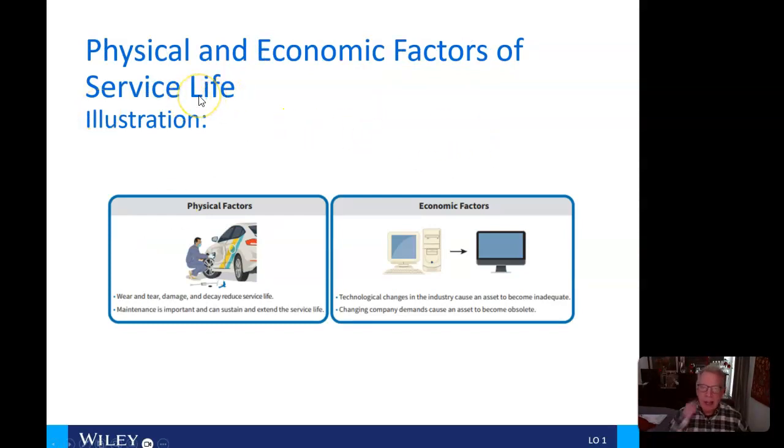All right, physical and economic factors of service life. Here as an illustration of our physical factors: wear, tear, damage, decay, reduce service life. Maintenance is important and can sustain and extend the service life. But again, we're going to expense those maintenance items for the most part. Economic factors, and they show my little computer there, can cause the asset to become inadequate or obsolete. Changing company's demand may also cause the asset to become obsolete.